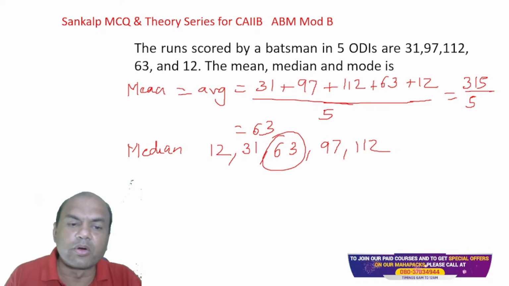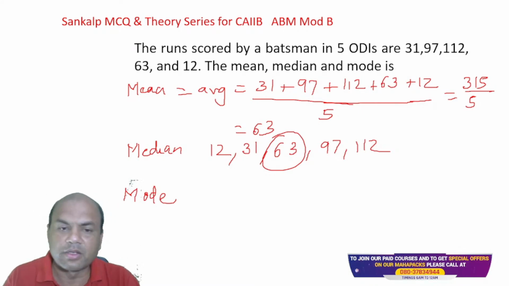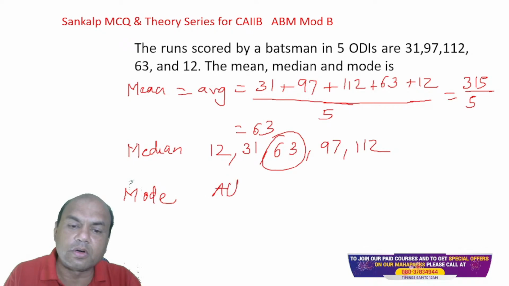Okay. Mode means which occurs the maximum number of times. Who's occurring the maximum number of times? None of them is repeated. So all are modes. All.